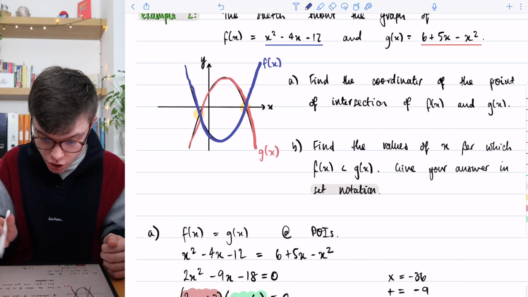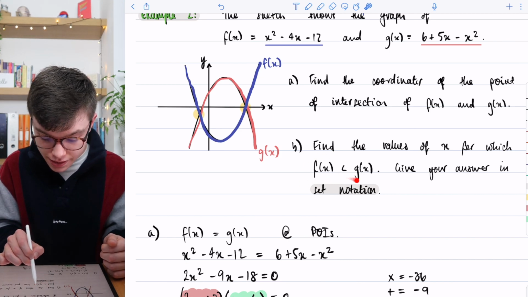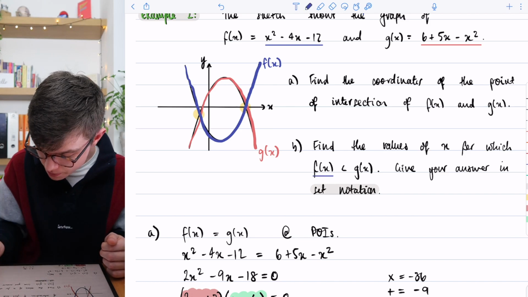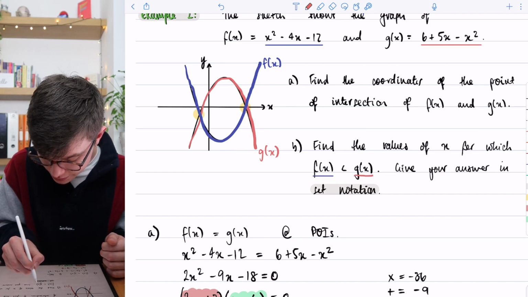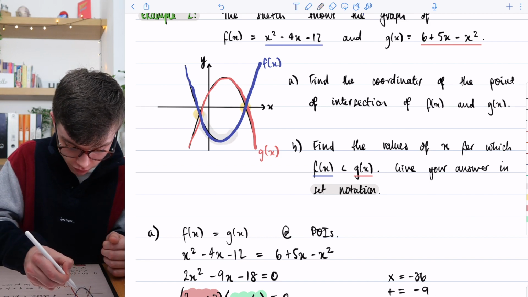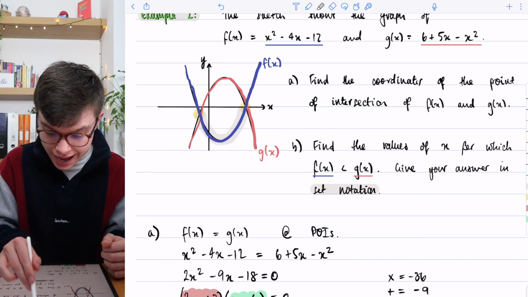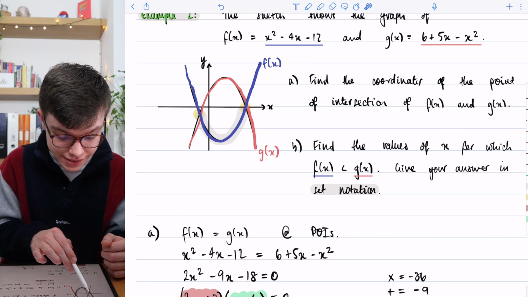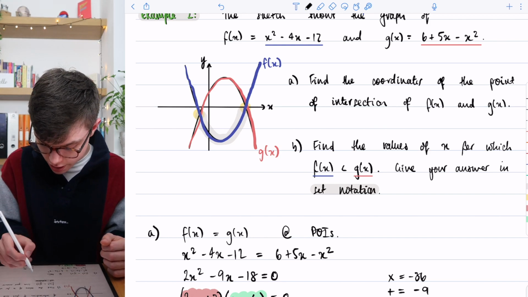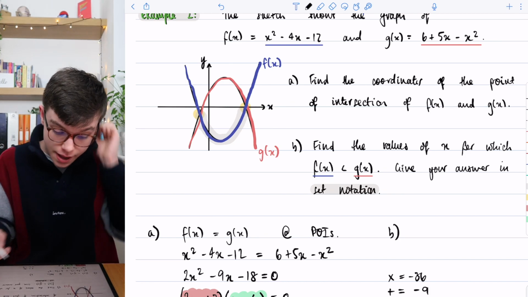Now we want where f of x, so where the blue graph, is less than the red graph. Okay, this is blue, and that is red. So what we want is this part of the graph, okay? We want that part because that is where the blue graph is under the red graph, and we can see that there. So I'll do part B just here, and we can write down our answer.